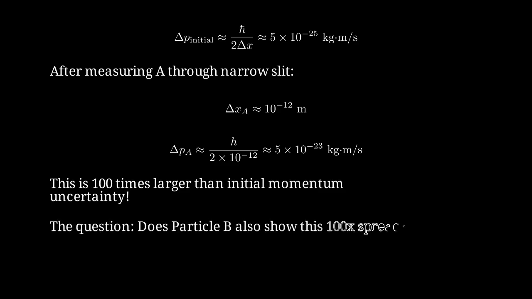The critical experimental question is, does particle B also show this 100-fold increase in momentum spread? Different interpretations make different predictions about what we should observe. The Copenhagen interpretation predicts, yes, particle B should show increased momentum spread just from our knowledge of A. Knowledge of A is transferred through entanglement, causing B to spread according to Copenhagen.